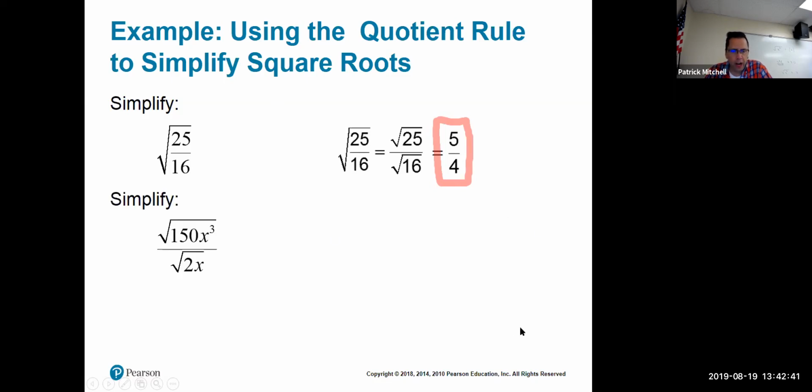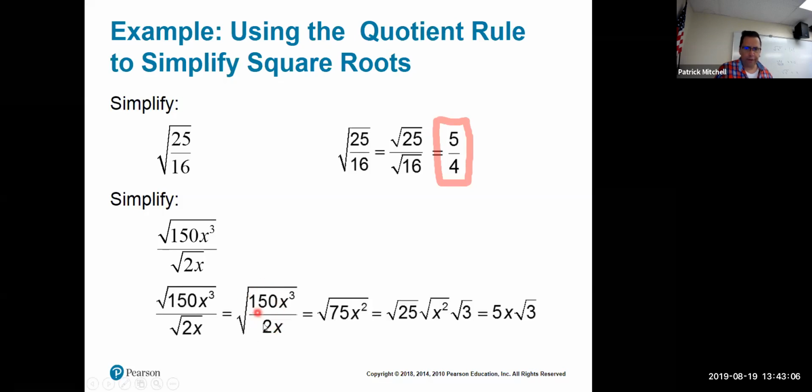The square root of 150x cubed over the square root of 2x. Okay. So what I'm going to do with that one is I'm going to make it just the square root of the whole thing. Okay. All right, so I'm going to put the square root over the whole fraction, and then I'm going to simplify the fraction. 150 divided by 2 is 75. X cubed divided by x is x squared.